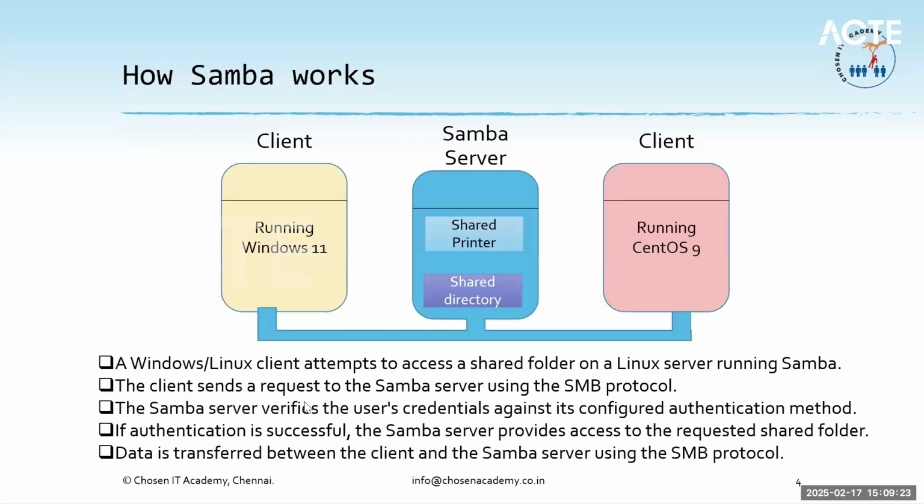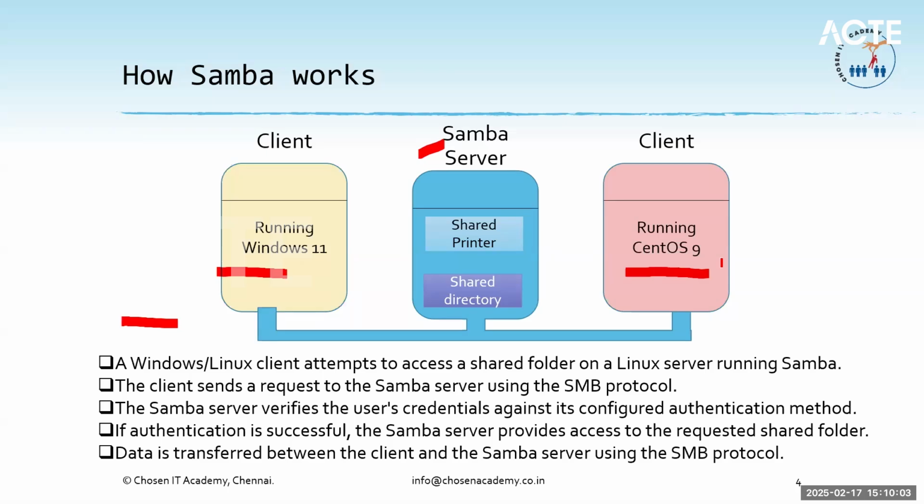So how does SAMBA work? All of this would be in a workgroup. The center one is the SAMBA server, where we run SAMBA and configure the shared printer and the shared directory or disk space that we want to share with the network clients. The nodes could be Windows or Linux. The left one is the Windows node, and the right one is the Linux node.